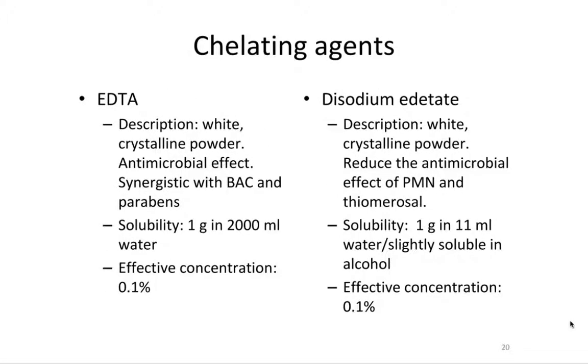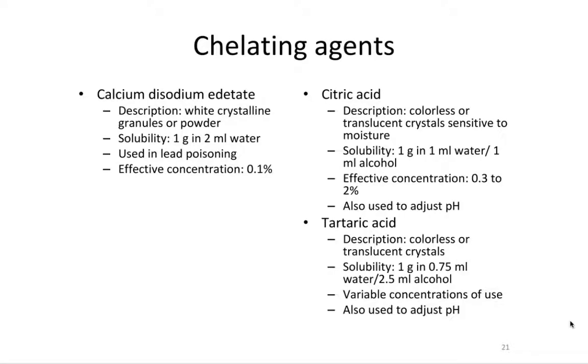Then chelating agents commonly used are EDTA and disodium edetate. Both are effective at very low concentration of 0.1%. Calcium disodium edetate and citric acid both are also very effective at low concentrations. Calcium disodium edetate is effective at 0.1%, and citric acid is effective at 0.322%. Tartaric acid is also another example of a chelating agent. All these chelating agents that are listed here are very good and soluble in water, as is shown in the slide.